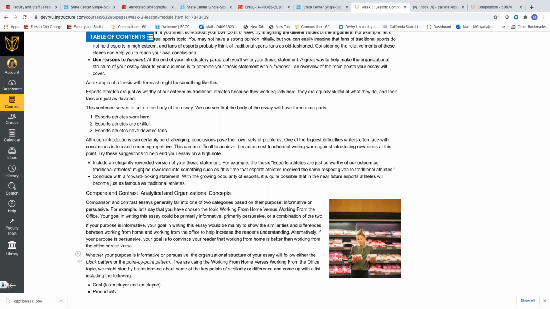Now, you might want to go back and reword that to say it is time that esports athletes receive the same respect given to traditional athletes. Now, that says the same thing, but it concludes with a forward-looking statement. With the growing population of esports, it is quite possible that in the near future esports athletes will become just as famous as traditional athletes.